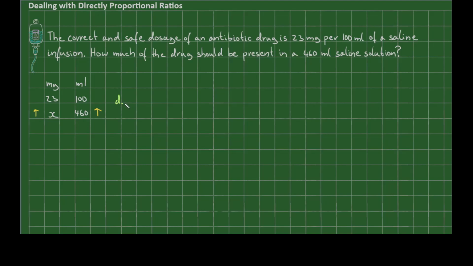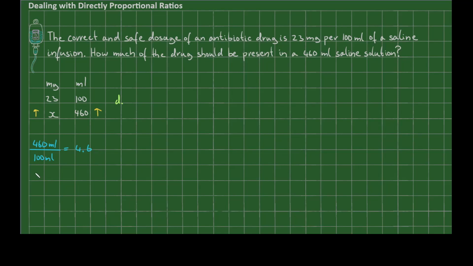It turns out that there are different ways that we can solve this problem, and I'm going to demonstrate 3 of them. For the first method, I want to know the factor by which the amount of milliliters or the volume has increased. In other words, by how much do I need to multiply 100 to get to 460? A different way to ask this question is, what do I get if I take 460 and divide it by 100? If I perform the division, I end up with 4.6 as my result.